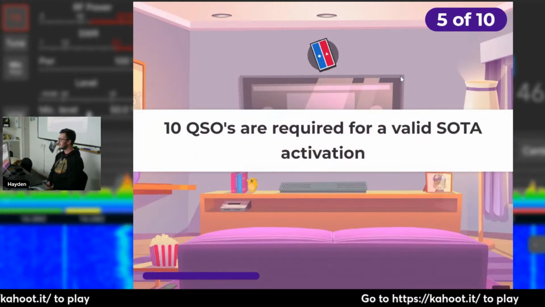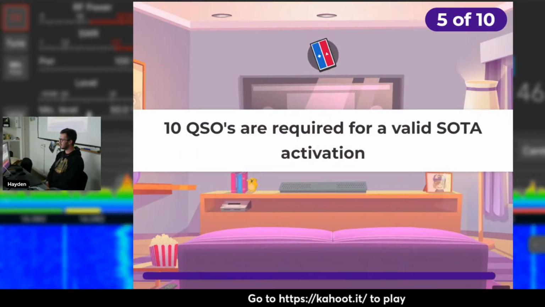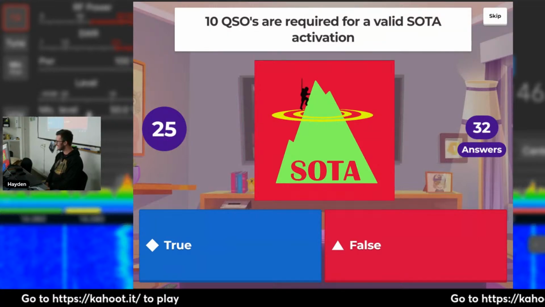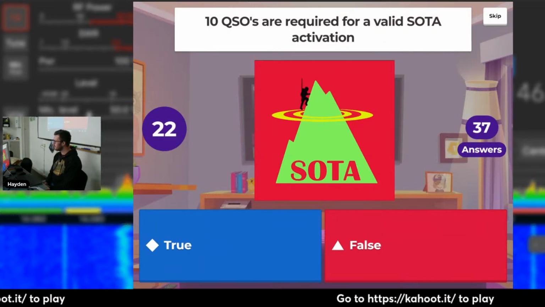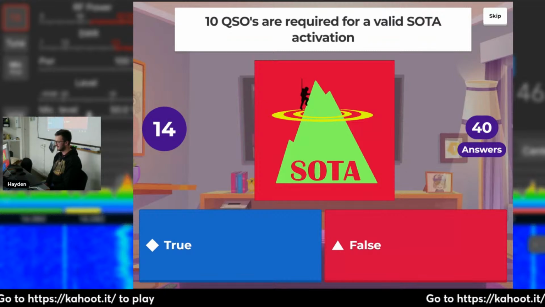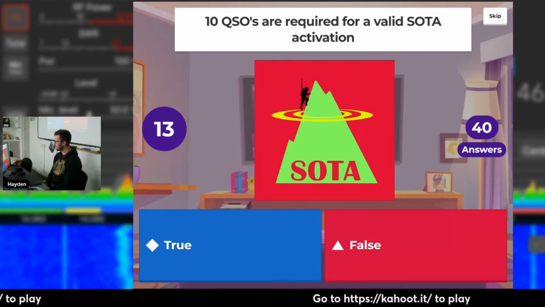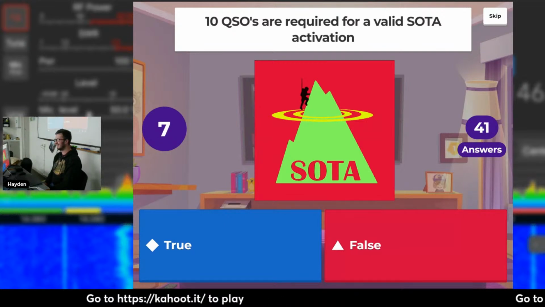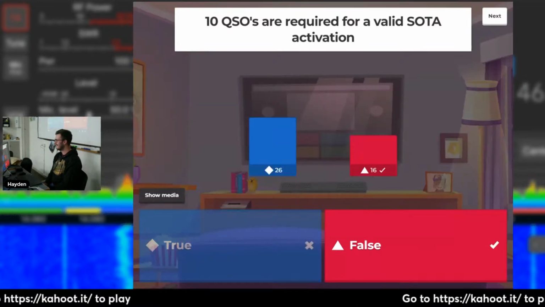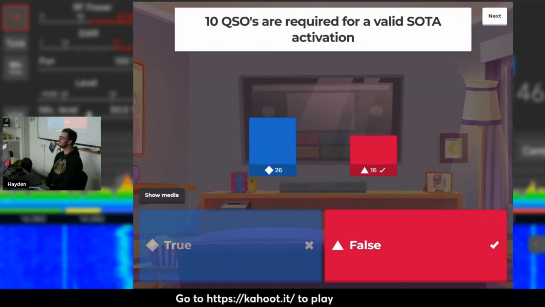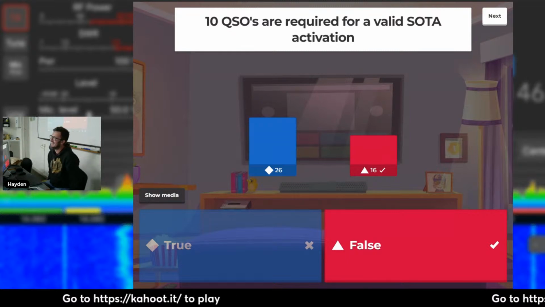True or false? 10 QSOs are required for a valid SOTA activation. Whoa, look at the answers. They shot up pretty quickly. Do you need 10 QSOs for a valid activation? Seems pretty true. Do I go with my favourite, or do I go with you need 20? False. You only need 4 QSOs, even if you get 10.